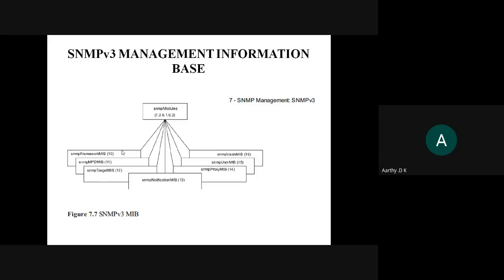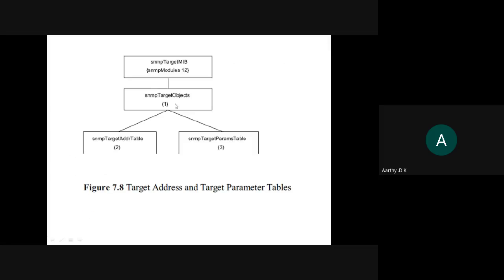The third one is the SNMP target MIB. This target MIB is further grouped as SNMP target objects, where we have the target address table and the target parameters table. We use these tables when we are sending messages between the agent and the manager. Every entry in the target address table and target parameter table has its corresponding object identifier, which is listed here.